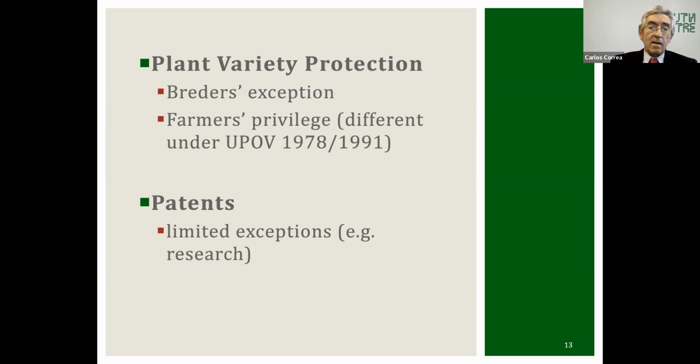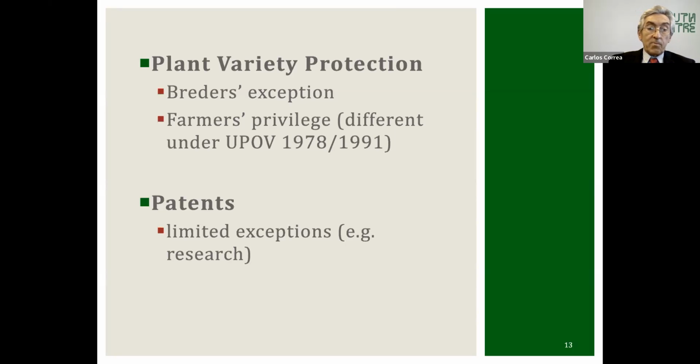But this is different, I might say, in the different versions of the UPOV Convention. While under UPOV 1978, the farmer's privilege is untouched, it may be exercised. In the case of UPOV 1991, as revised, this is an exception that must be implemented under national law. So there is no automatic enforcement of the farmer's privilege in the 1991 UPOV Convention.